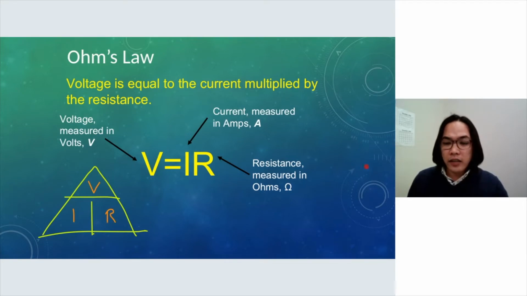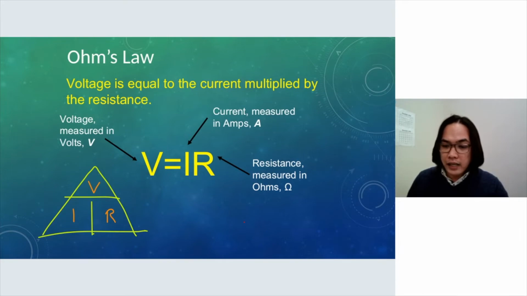Okay, now, if V is missing, what you will do is you will cover V, and then copy the remaining quantity. So V equals I times R, because they are beside each other, meaning you will do multiplication. However, if I is missing, you're gonna cover I, and of course you will copy the remaining quantity or variable, which is V over R.